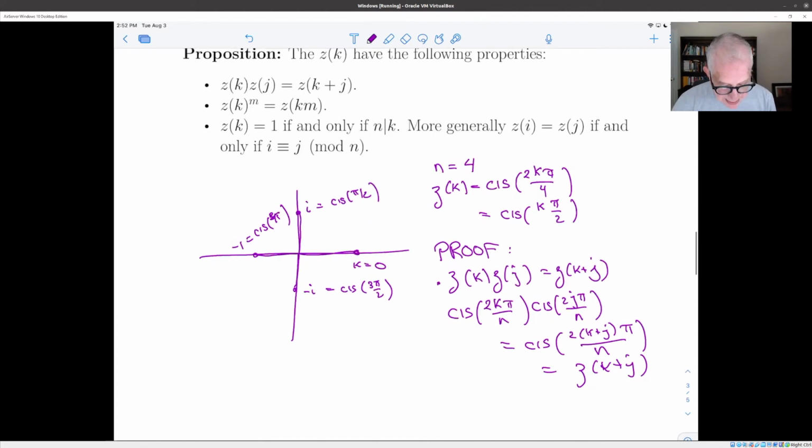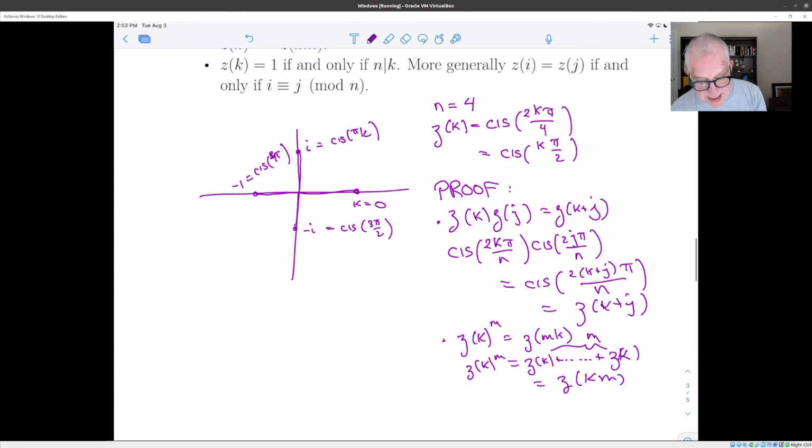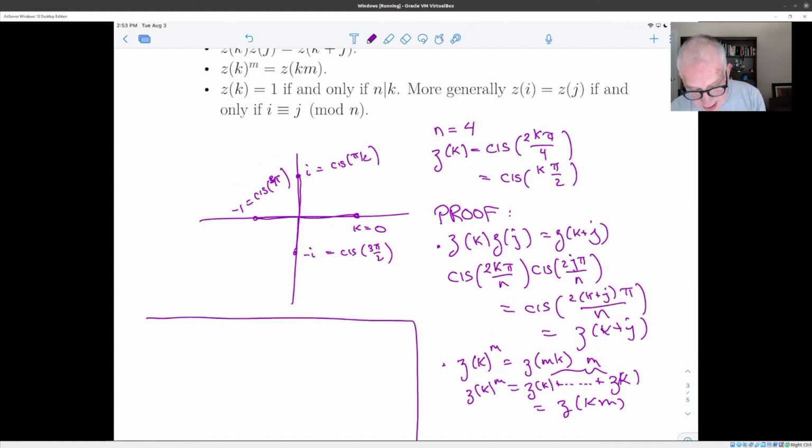The second property says that if you take z of k and you raise it to the m, that's the same thing as taking z of m times k. That's really just a restatement of the earlier thing, because z of k to the m means z of k times z of k, m times, and that's the same thing by the previous result as z of km, because it's z of k plus k plus k plus k, which is z of km.